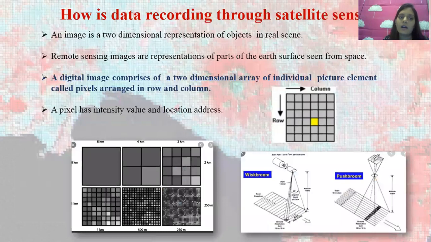Now moving further, how is data recorded? Data is recorded in pixel form. A pixel has what? It has intensity and a location address. What is the intensity here? I have discussed here, we have a range from 0 to 255. Accordingly, we select the colors, and the pictures show us the different varieties of pixels, how much value each has. That is the intensity of that pixel, right?